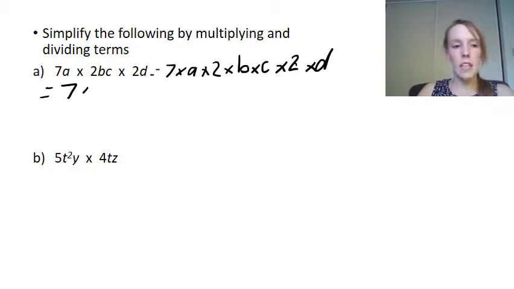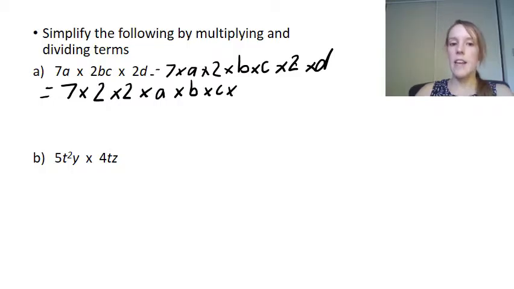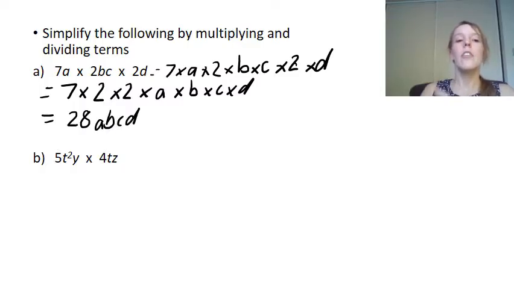So what I would do is I would put the numbers at the start. So 7 times 2 times 2, and then I'd put our variables, our pronumerals, times A, times B, times C, times D. And from there we can simplify. So 7 times 2 is 14. 14 times 2 is going to leave us with 28. And A, B, C, D. So there you go, we've simplified that one down.